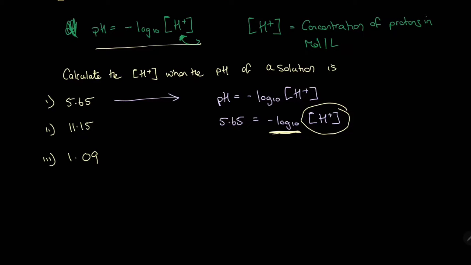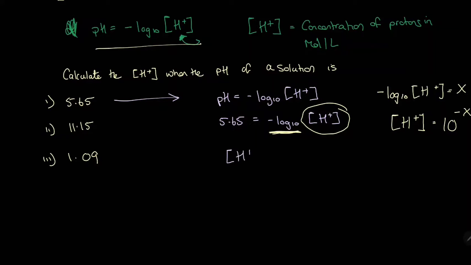So I have to work with my minus log 10 here to try and remove it and isolate the hydrogen ion concentration. So to do that, I have this conversion that minus log to the base 10 of any number, let's say, is equal to x. That can be just a random pH value. That's going to change into the concentration of the hydrogen ion is 10 to the power of minus x.